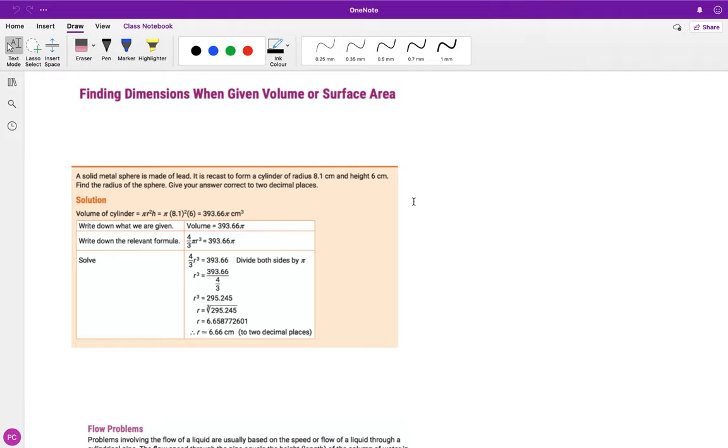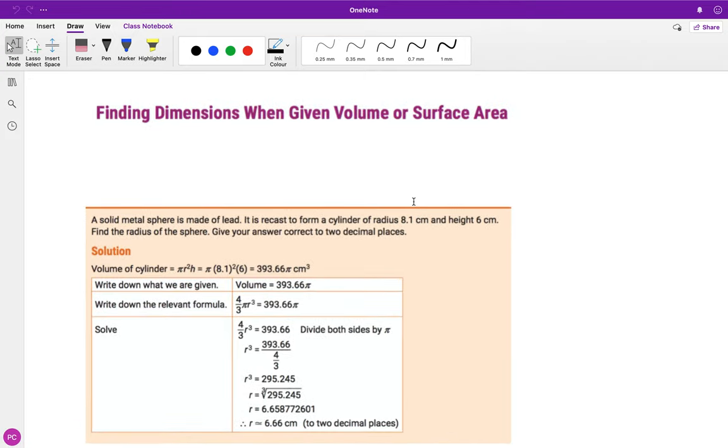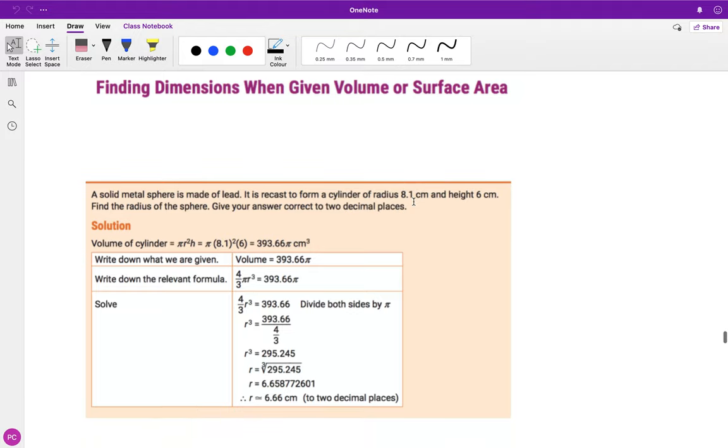Right, so just a couple of quick things. Now these, again, are extremely tricky, probably the hardest thing on the junior set course. So I'm not going to dwell. If you give them a shot, see how you get on, and we'll go into it in much more detail when we get back. We'll be doing a revision of the whole topic. A solid metal sphere is made of lead. It is recast to form a cylinder of radius 8.1 and height 6. So basically you had a sphere, melt it down, chuck it into a cylinder. Find the radius of the sphere, giving your answer correct to decimal places.